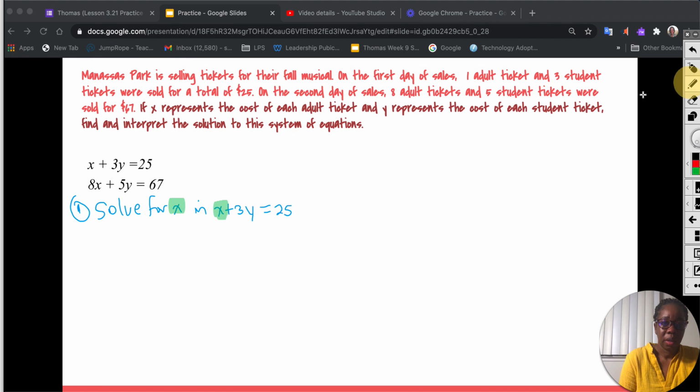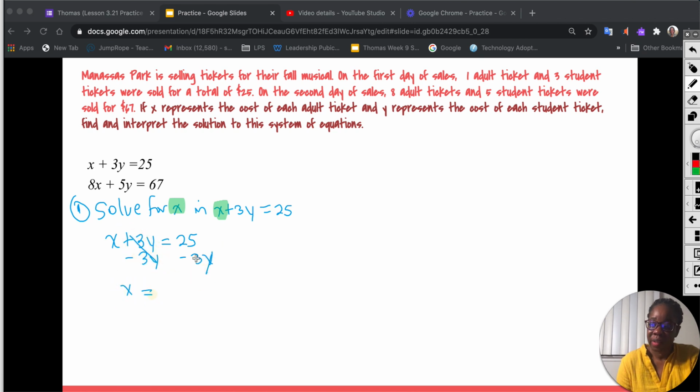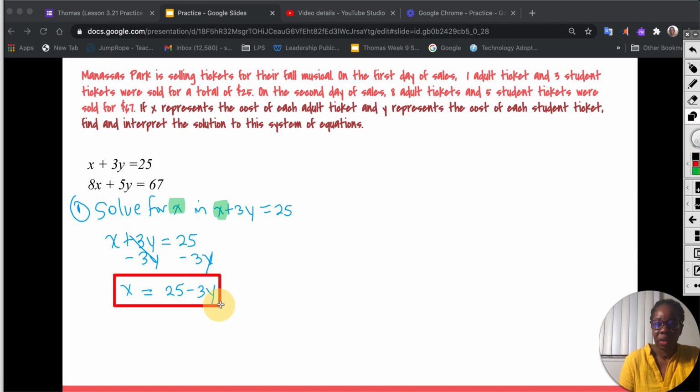All right, so let's get this party started. x plus 3y equals 25. We want to get the x by itself, so we're going to subtract 3y, and we do that on both sides. You want to maintain the balance. Anything you do on one side of the equation, you do on the other side. So we've just found out that x is equal to 25 minus 3y. We now have an expression that is equivalent to x.